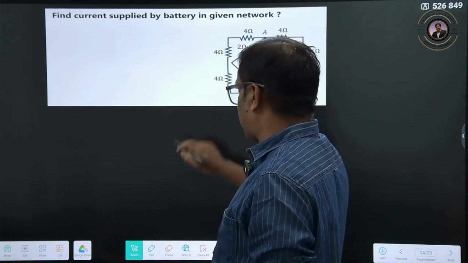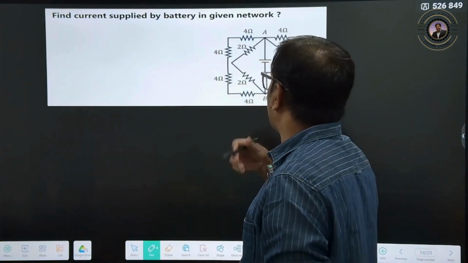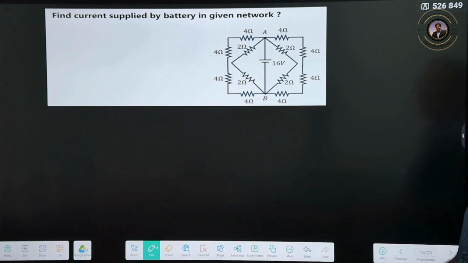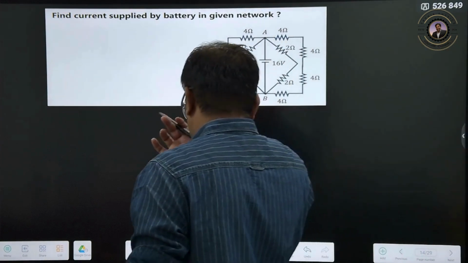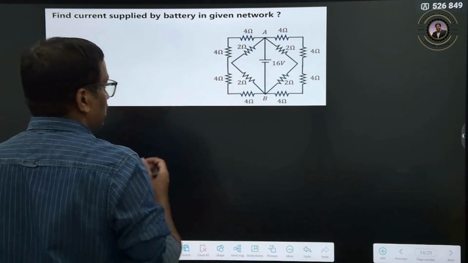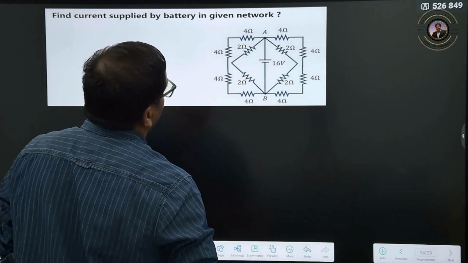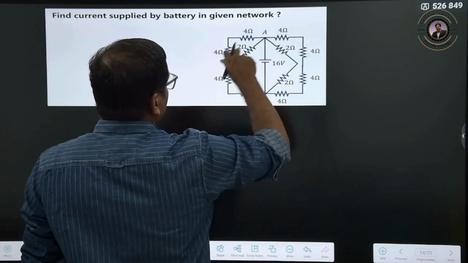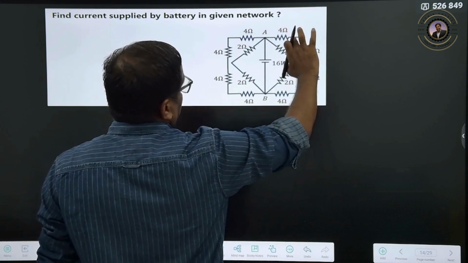So we have to calculate the current supplied from the battery. Therefore, how much current will be able to flow through it. So this is looking very difficult, but it will be very easy. So don't panic by seeing the circuit, just observe it. Here you try to see, this point is the battery.